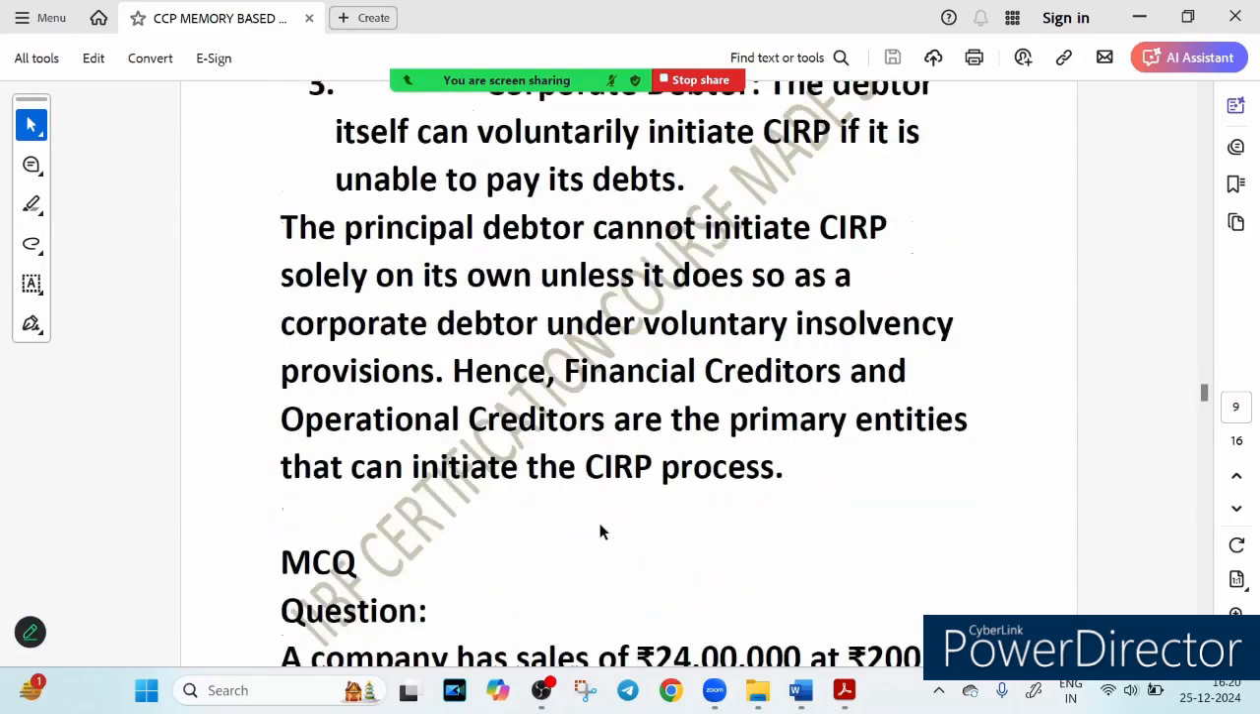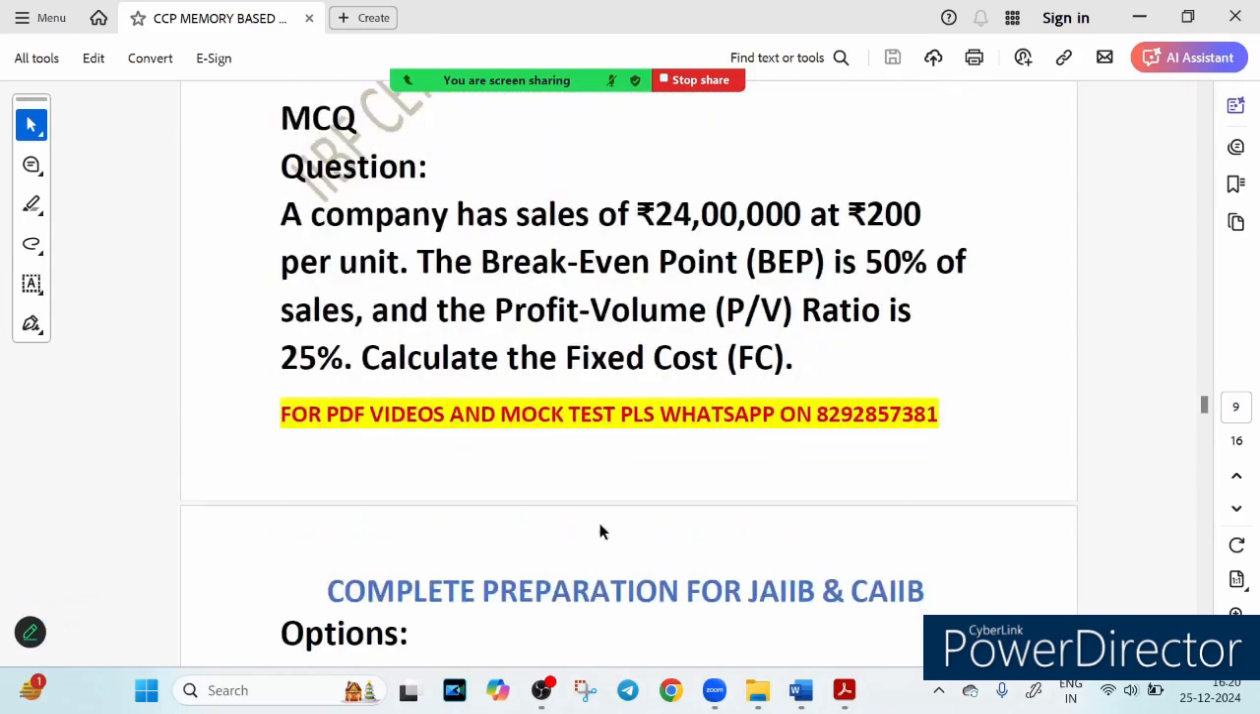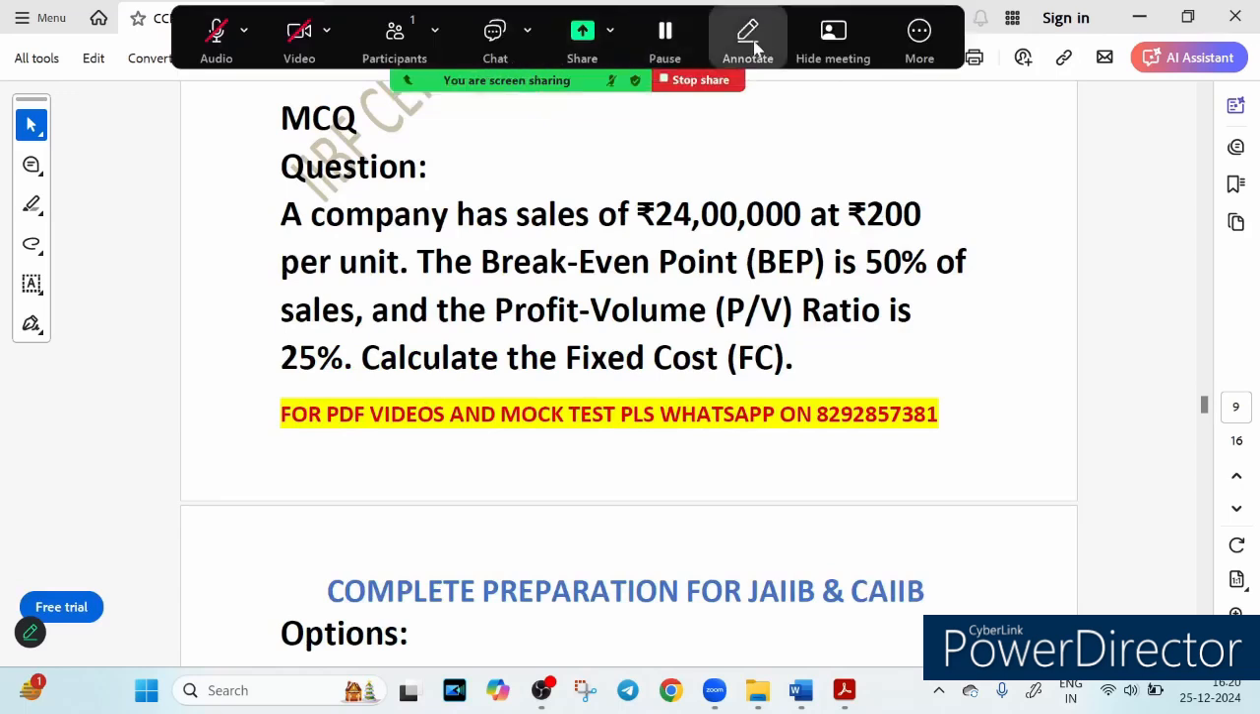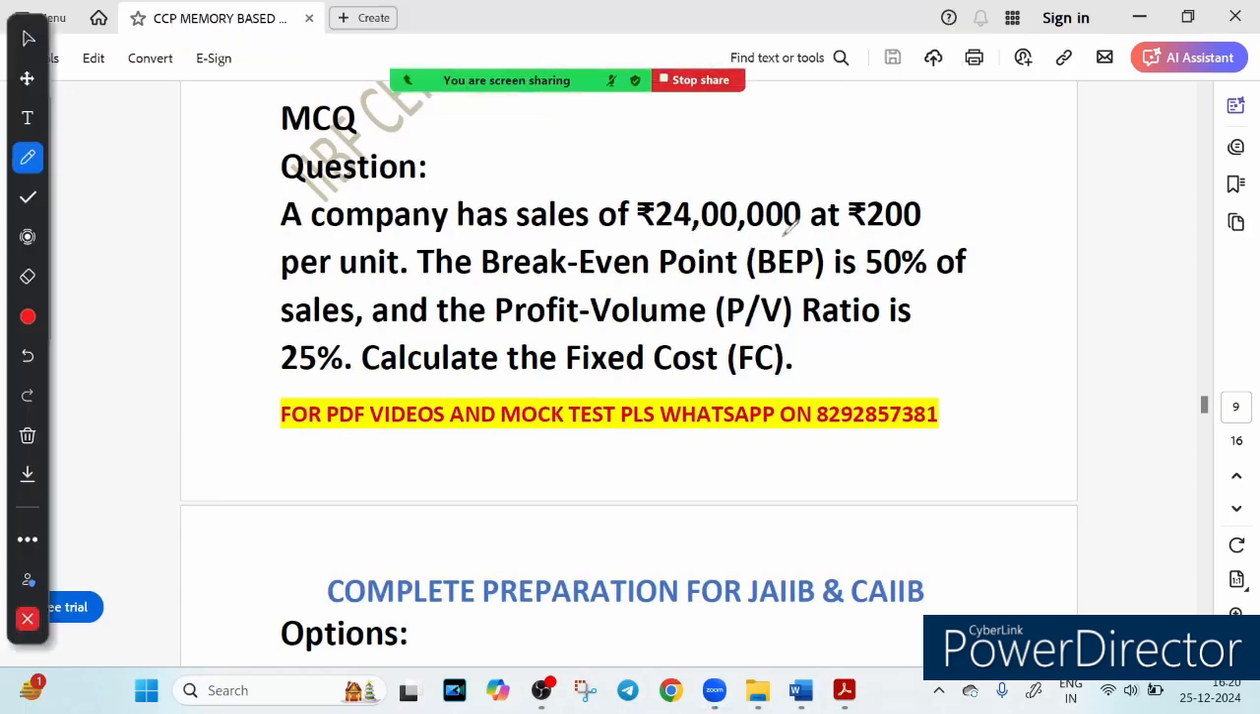The next question is, as you can see, a very good question. A company has sales of 24 lakh at 200 rupees per unit. The break even point is 50% of the sale, and the profit volume ratio is 25%. You have to find the fixed cost. Sales is given, break even point is given, profit volume ratio is given, and you have to find the fixed cost. Here you should know the formula for the profit volume ratio. This question is quite simple. You just have to substitute the values, and you will get the answer.